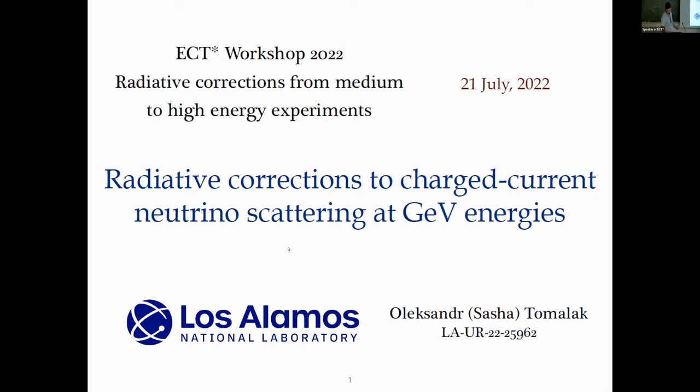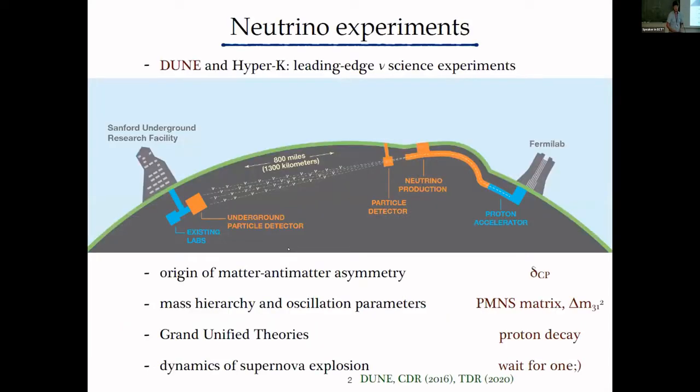This work was motivated mainly by the very ambitious goals of future experiments in neutrino physics, which are measuring mainly neutrino oscillations. They are DUNE in the United States and Hyper-K in Japan. These experiments are going to look for the decay of the proton. They will wait for the explosion of a supernova, and luckily there will be at least one during the time of data taking. But the main goals are to discover or rule out the CP violation phase in the lepton sector and maybe even measure it relatively precisely.